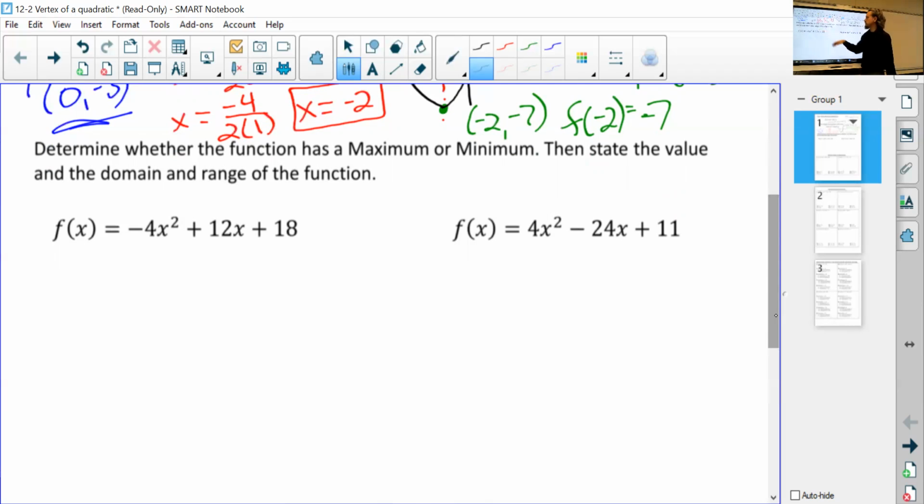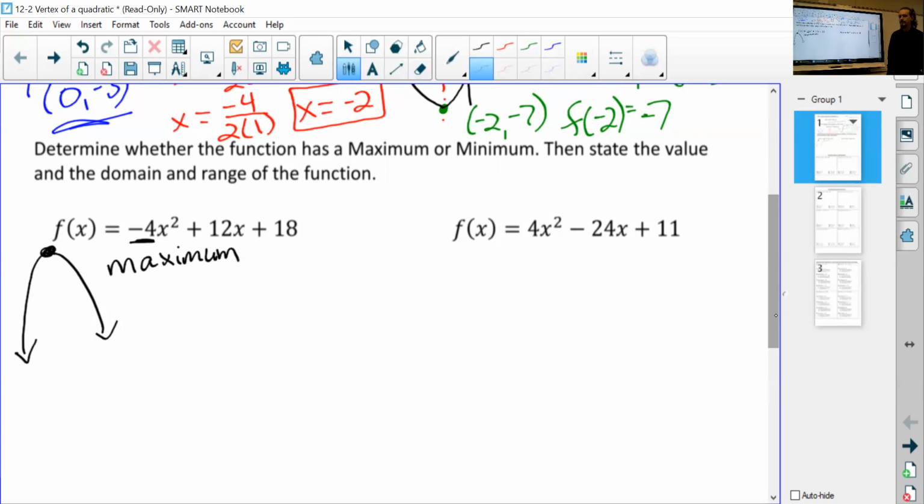So we can figure out if it's minimum or maximum just by looking at this value here. If a is negative 4, hopefully you remember that means that our graph is opening downwards, right? And so this point up here would be our vertex. Since that's at the top of the curve, we know this is going to have a maximum. Okay, so what we need to determine is what is the maximum.